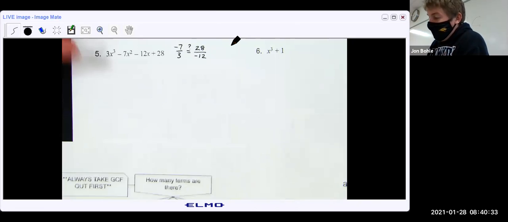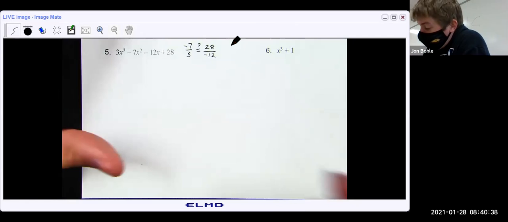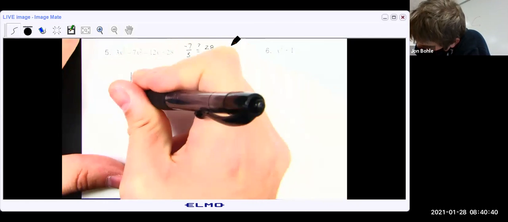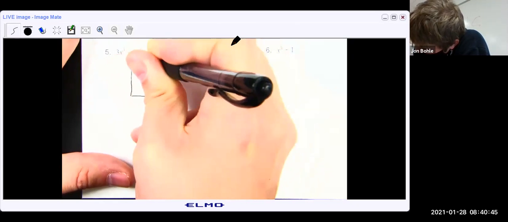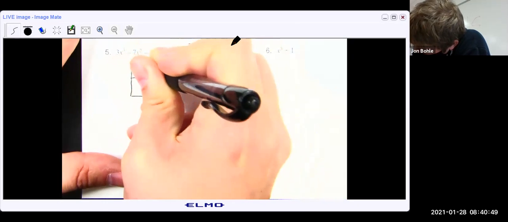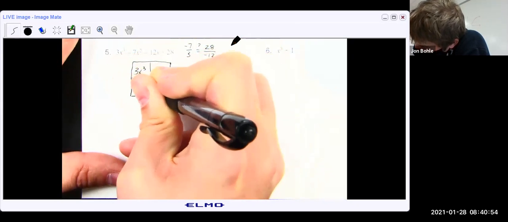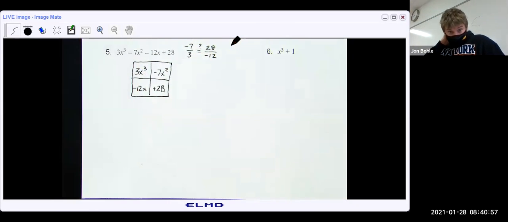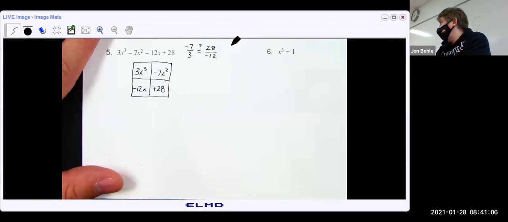The box method is the second easiest one, I think. It's easier than Xbox because it's one less step, essentially. So I'm going to use box. Set up the box, and then you just take out the greatest common factor between 3x cubed and 7x squared.